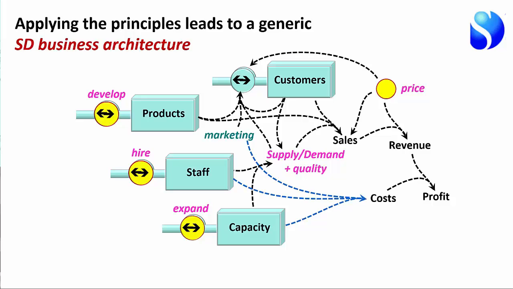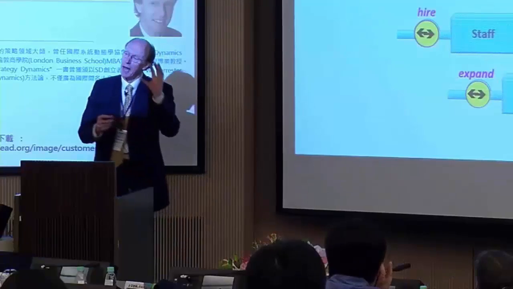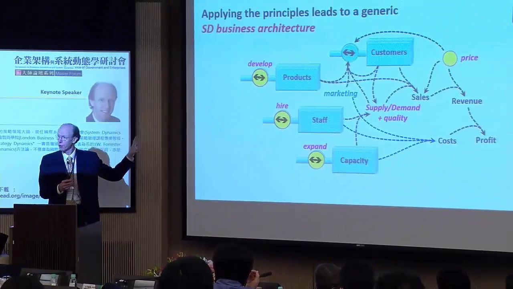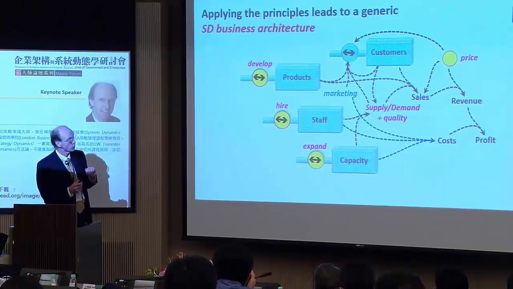And where do costs come from? Costs come from the number of staff we employ, the amount of capacity we have, and the marketing we spend. So this is as small a model of a generic enterprise as it is possible to find, I think. I can't make it any smaller than this. Now, different enterprises have different versions of this with different characteristics.